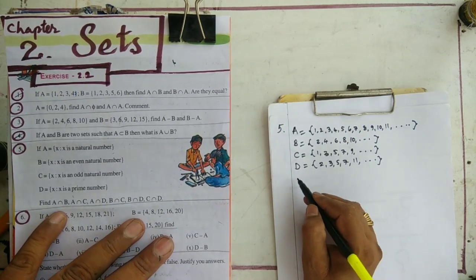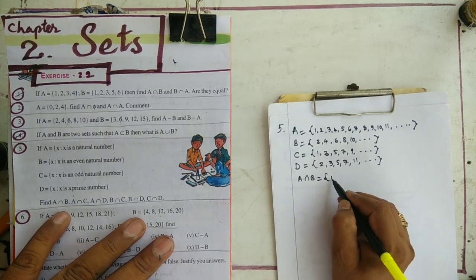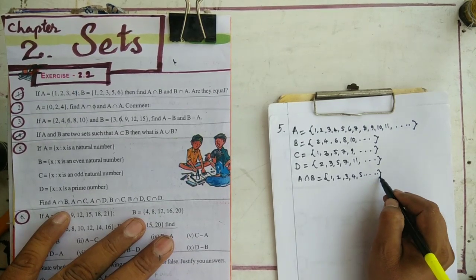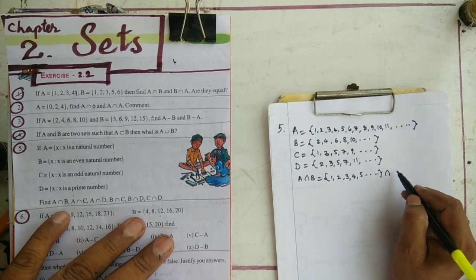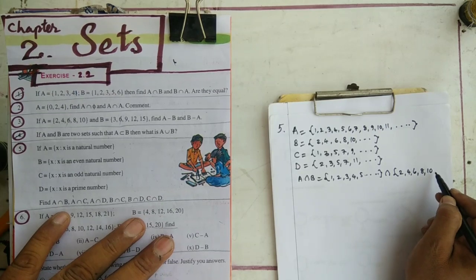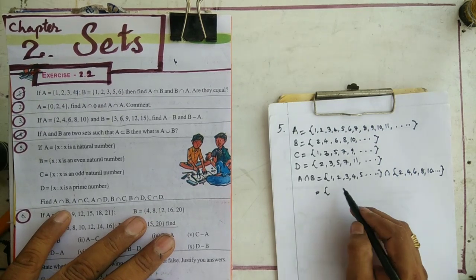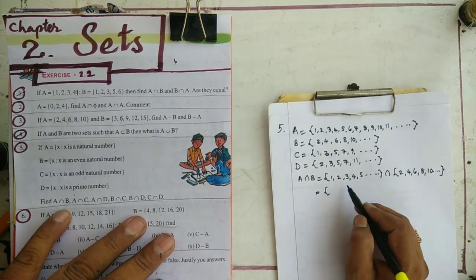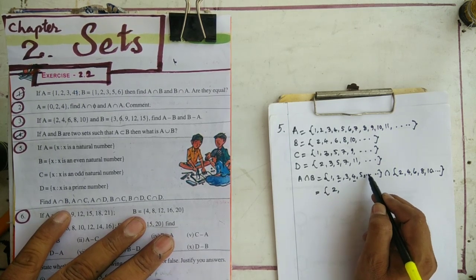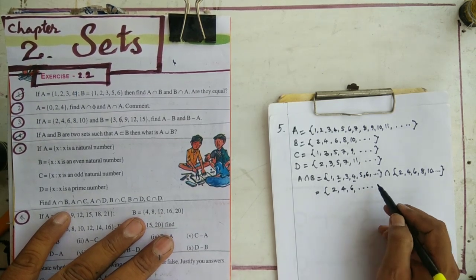First, what we have to find? First, A intersection B. A is the set of 1 2 3 4 5 and so on. B is the set of 2 4 6 8 10 and so on. What are common? 2 4 6 and so on. These are common.